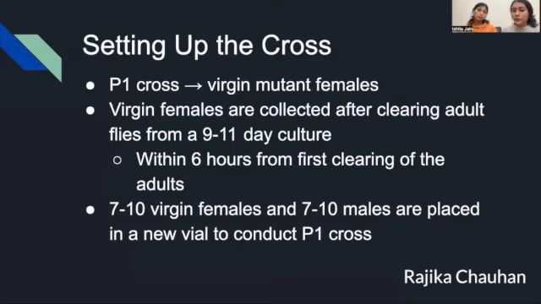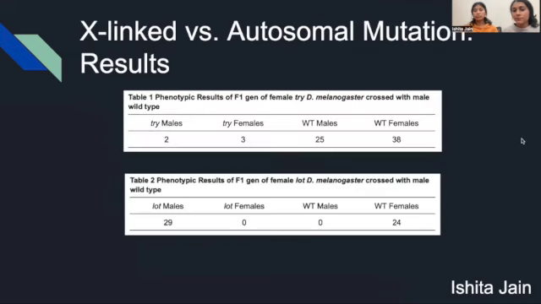So we collected the virgin females by clearing out all adult flies from a 9 to 11 day culture, and we waited for females to eclose out of this vial. We knew that these females would have to be virgin because males are not sexually mature within 6 hours of eclosure. And we then mixed together 7 to 10 virgin mutant females and 7 to 10 wild type males in a new vial to conduct our P1 cross.